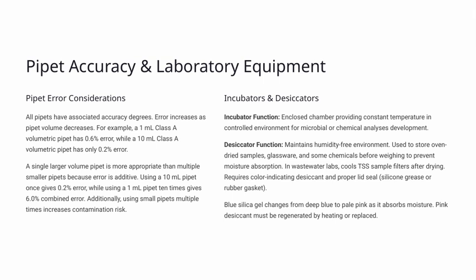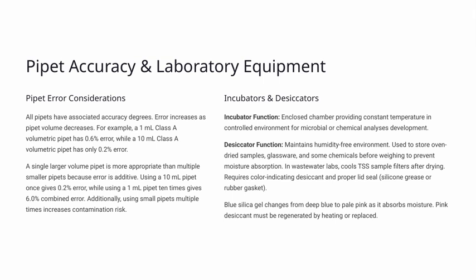Now, moving on to incubators and desiccators. These are essential pieces of lab equipment. An incubator provides a controlled, enclosed environment with a consistent temperature, which is crucial for microbial or chemical analyses that require precise temperature conditions. On the other hand, a desiccator is used to maintain a humidity-free environment. It's especially useful for storing oven-dried samples, glassware, and some chemicals before weighing, to prevent moisture absorption that could skew your results. In wastewater labs, desiccators are also used to cool TSS sample filters after drying.